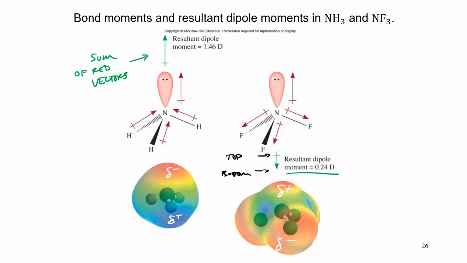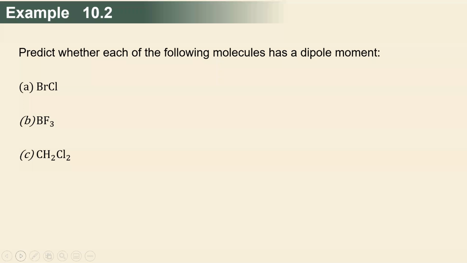Okay. So let's see if we can do a quick example. BrCl, this one is a little bit too easy for us because it's just two elements. But between bromine and chlorine, which one of those is more electronegative? Chlorine. So chlorine has a partial negative, and bromine has a partial positive. I'm going to draw my bond dipoles in red. Should I go from chlorine to bromine or bromine to chlorine? Bromine to chlorine. Right, so yes, it does have a dipole moment. Done.